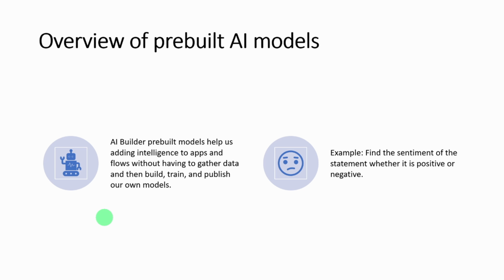Now, first of all, let me talk about what a pre-built AI model is. Basically, when we talk about any AI model, the first step is that we need to gather the data, then we need to build, train and publish our model. And then we can use that model against our real life business cases and scenarios. But an AI Builder pre-built model is something which helps us add intelligence to our apps and flows without gathering, building, training and publishing our own model.